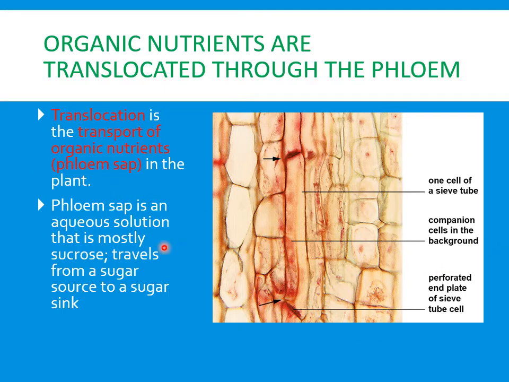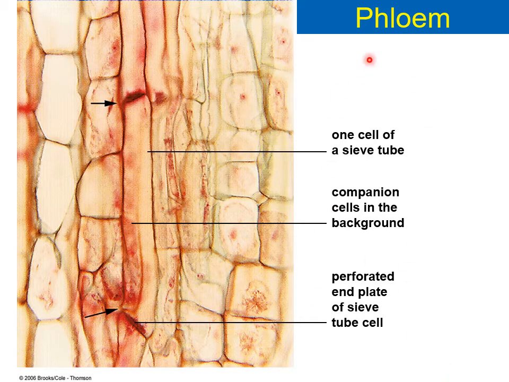So, phloem sap here is an aqueous solution, mostly comprised of sugar, right, sucrose, which travels from sugar source to sugar sink. Okay, source is normally at the leaves, sink is normally at the roots or other parts. So kalau tengok gambar clearly, so phloem is the very important tissue cells that involved in translocation, right? Because we can see the picture here, you have the sieve tube, okay, and there is the companion cell background, alright, and also have a perforated end plate macam tadi yang kita tengok dalam xylem.